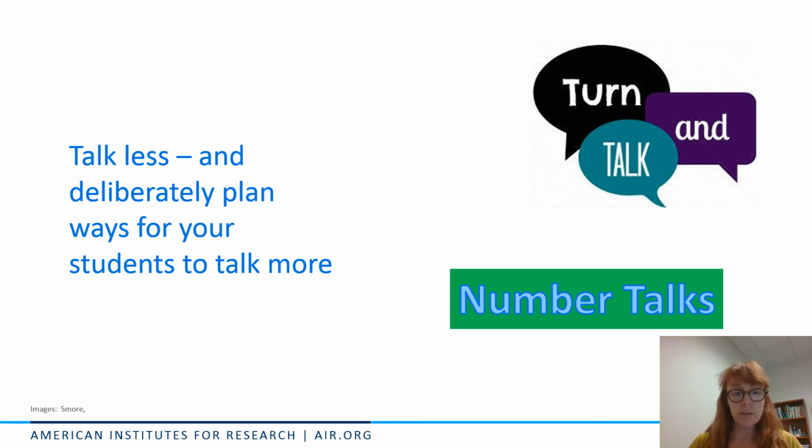You also need to consider the types of questions that you are going to ask your students. Try to avoid an IRE type of pattern: initiate, respond, and evaluate. You want students to talk in depth about mathematics and not just give one-word answers.